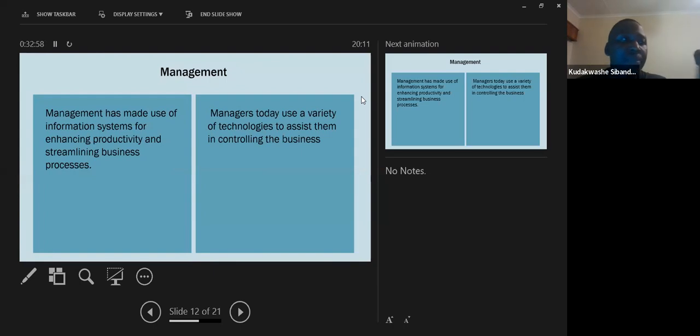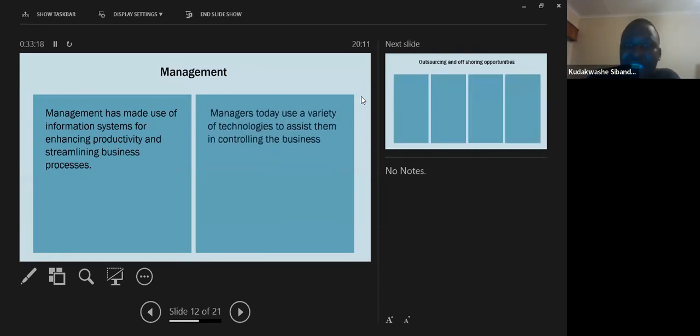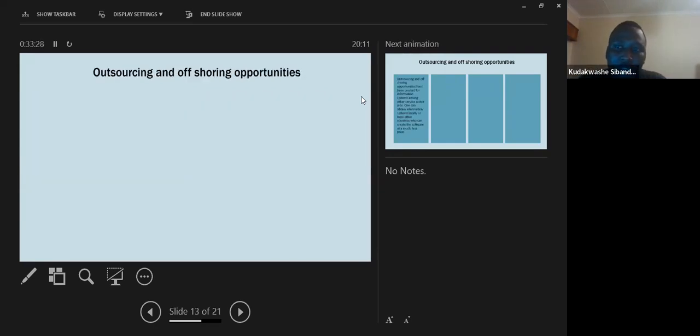So remember, we are saying employee productivity also affects the organizational productivity itself, or the organizational performance, right? So there is a need for management themselves to enhance productivity so that the business objectives can be met. Managers today use a variety of technologies to assist them in controlling the business.